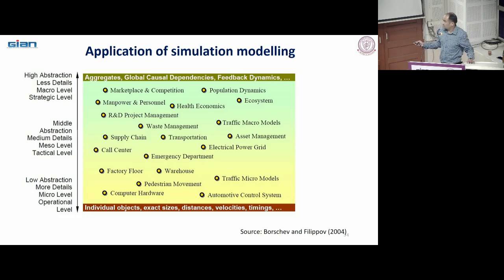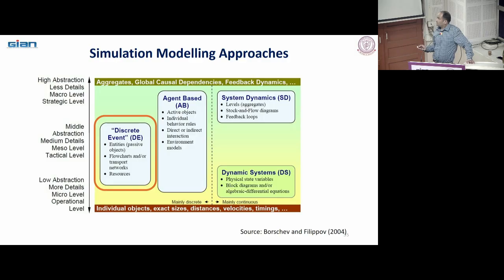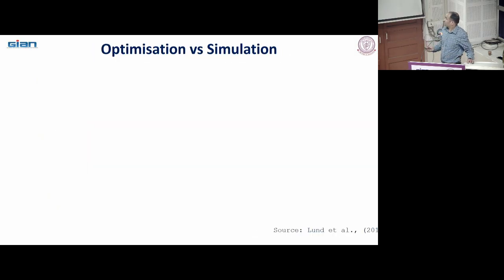And here low abstraction means detailed movement. This is an application of those four simulation types: supply chain planning, transportation. Agent-based you can use for high abstraction or middle level. System dynamics, you cannot use for the regular daily operations. So that's the one.